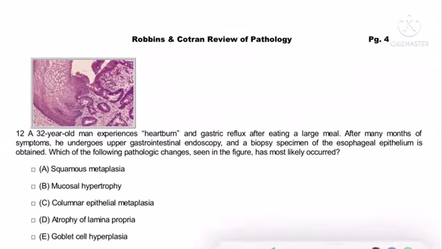Next question. A 32-year-old man experienced heartburn and gastric reflux after eating a large meal. After many months of symptoms, he undergoes upper gastrointestinal endoscopy and a biopsy specimen of the esophageal epithelium is obtained. Which of the following pathological changes is most likely to occur? The point you need to remember here is heartburn and GERD, or reflux.